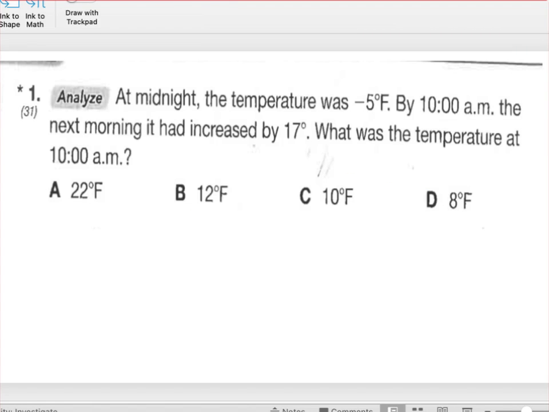All right, number 1, this is your homework now. At midnight, the temperature was -5 degrees Fahrenheit. By 10 a.m. the next morning, it had increased by 17 degrees. What was the temperature at 10 a.m.? Okay, so at midnight, it was -5 degrees Fahrenheit. Okay, and then it is increasing by 17 degrees. That means we're adding 17 degrees to it. And we already have addition.